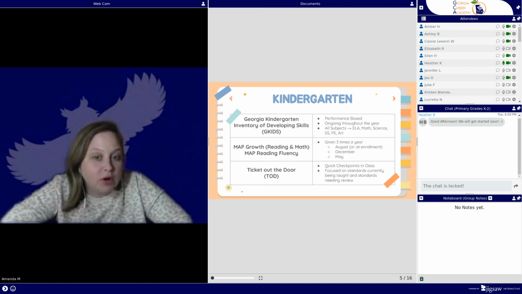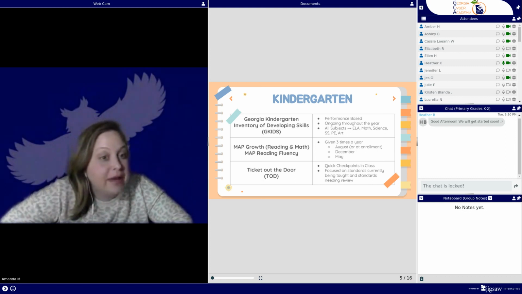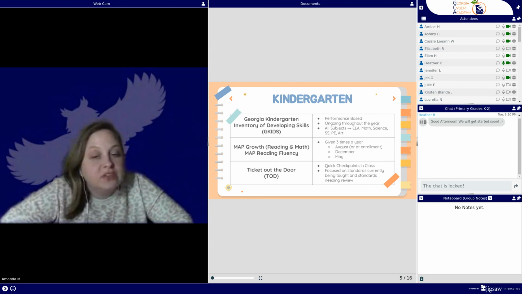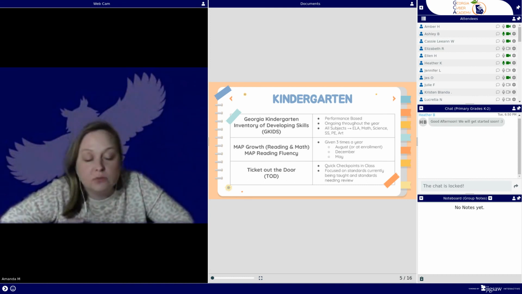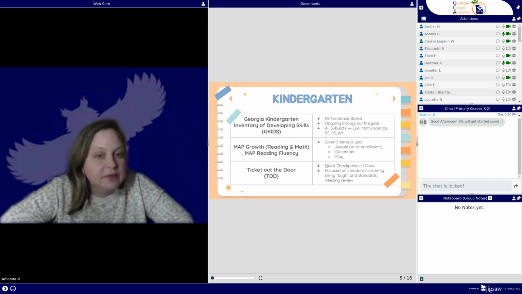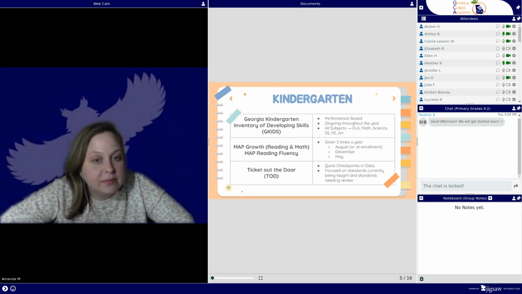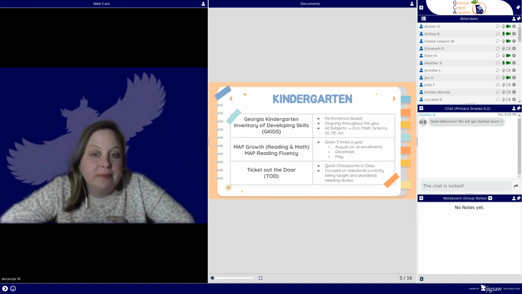They take the MAP Growth, that's for reading and math, and then MAP Reading Fluency. We do that 3 times throughout the year. The first one is in August or at your enrollment. So if you were not a family that was here with us at the very beginning of school, your student took this MAP Growth test when you enrolled. Then we also do a mid-year one in December, and we will do a final MAP assessment at the end of the year in May.